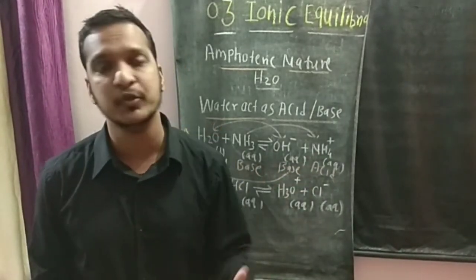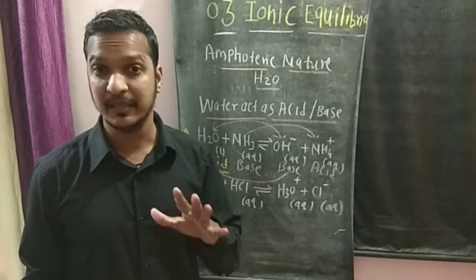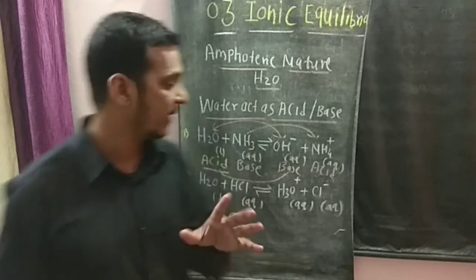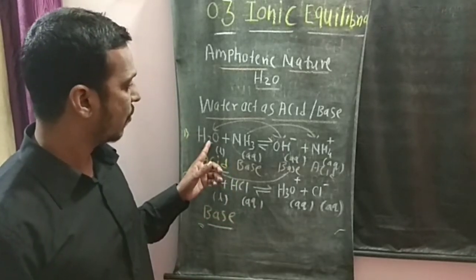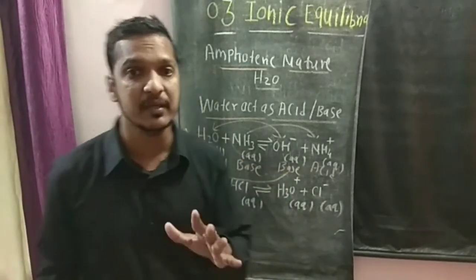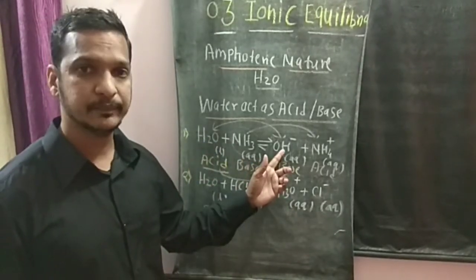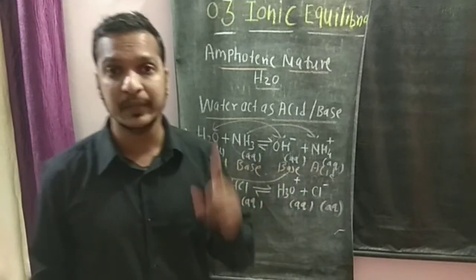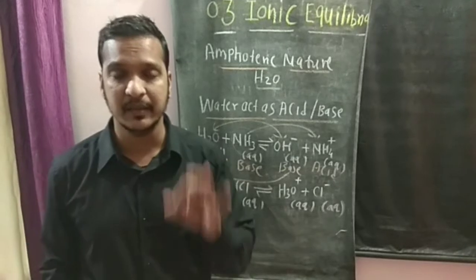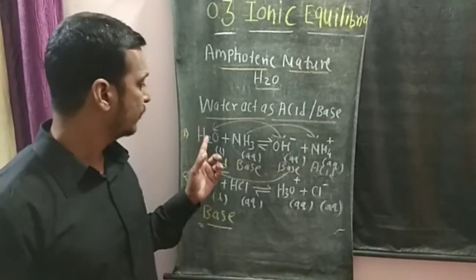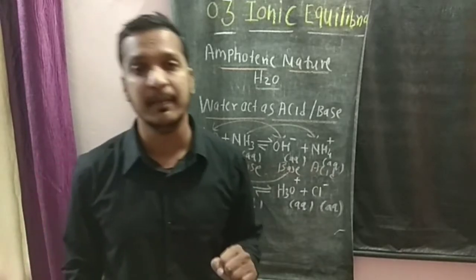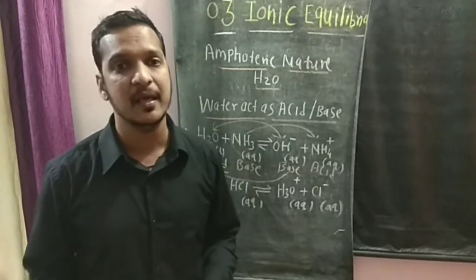Now what is the definition of a conjugate acid base pair? Conjugate acid base pairs are those which differ by only H plus, which differ by only a proton. For example, look at the first conjugate acid base pair, water and OH minus. What is the difference between water and OH minus? The difference is only H plus, a proton. In the second pair also, NH3 and NH4 plus, the difference is only H plus. So conjugate acid base pairs differ by only H plus, because we know that H plus is also called a proton.